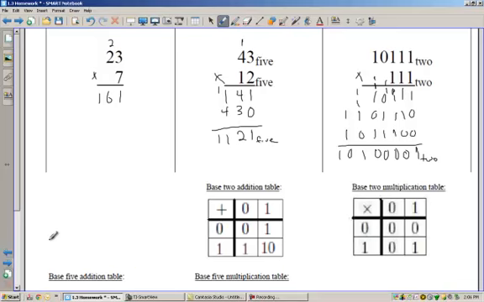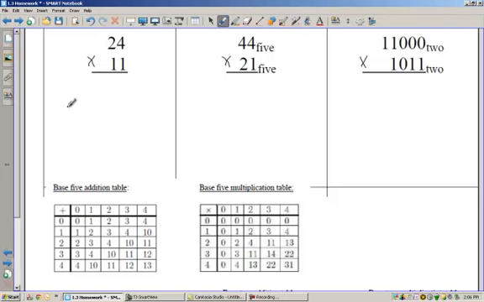All right, let's look at the next one. All right, so the next one, we have 24 times 11. Okay, so 1 times 4, that's our normal base 10 numeral system. So 1 times 4 is 4, 1 times 2 is 2. Then I write a 0, 1 times 4 is 4, 1 times 2 is 2. And I add the columns, right? 0 plus 4 is 4, 4 plus 2 is 6, and then I get a 2 here. So that's 264 things, and you can check it with your calculator.